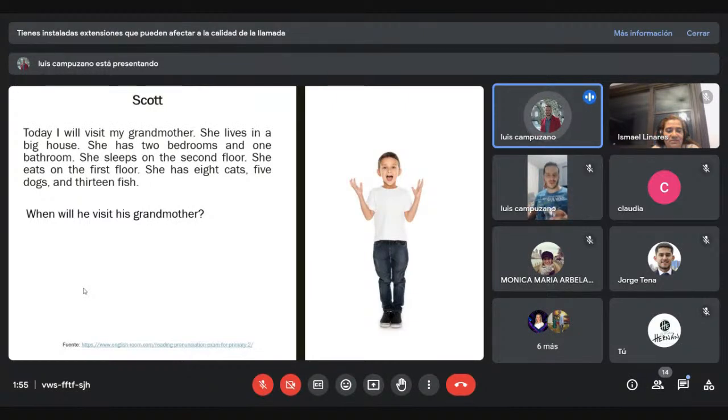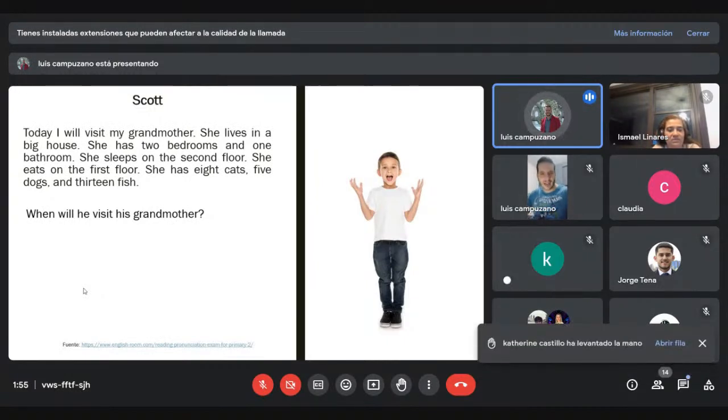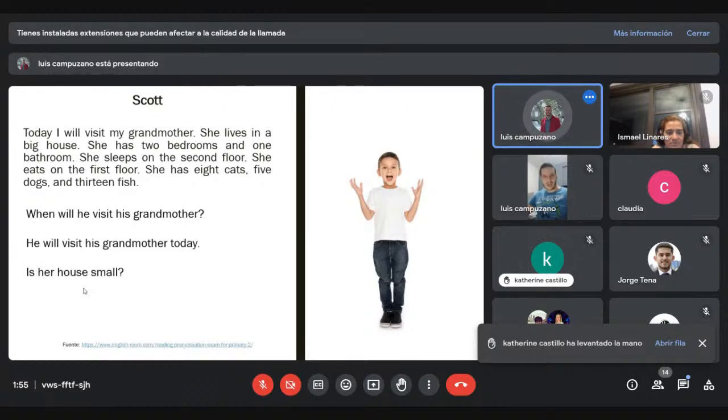When will he visit his grandmother? All right, I think Mari might be having some technical issues. I'm going to go with Catherine Castillo. When will he visit his grandmother? Today. Yes, very good. He will visit his grandmother today. Very good, Catherine. Thank you so much.